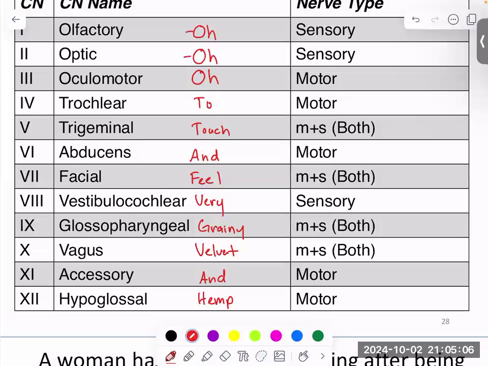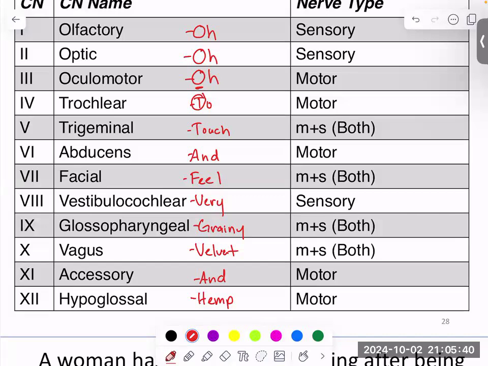You have to remember the first three. Olfactory, optic, ocular motor. Trochlea, trigeminal, abducens, facial, vestibular cochlear, glossopharyngeal, vagus, accessory, hypoglossal. So it'll at least help you determine what letter cranial nerve number 4 starts with, right? So you can recall that nerve.